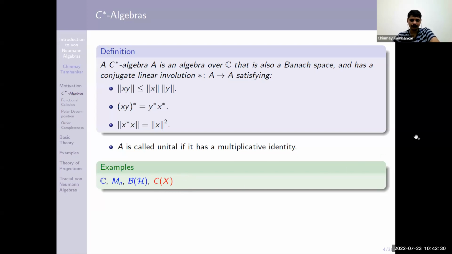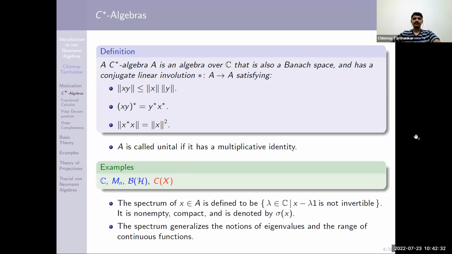And before going further, let us define what is called the spectrum of an element. So the spectrum of an element X in a C-star algebra is the set of all scalars lambda such that X minus lambda times one is not invertible. And it is a non-empty compact subset of the complex plane, and it is denoted by sigma of X. And the spectrum generalizes the notion of eigenvalues in the case of these matrix algebras, and also the range of continuous functions in the case of C of X.